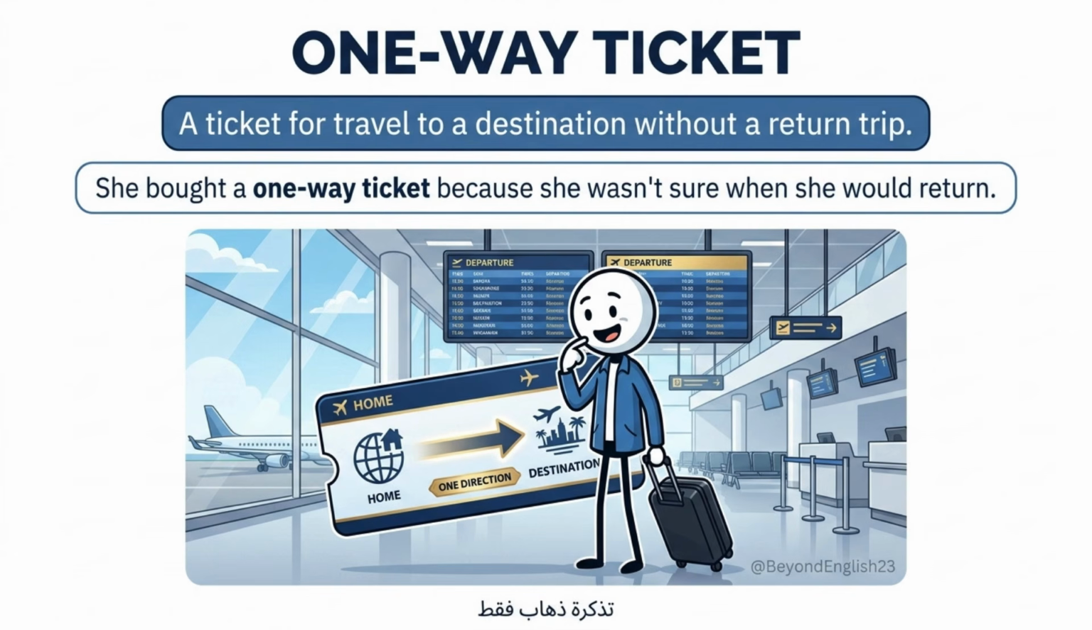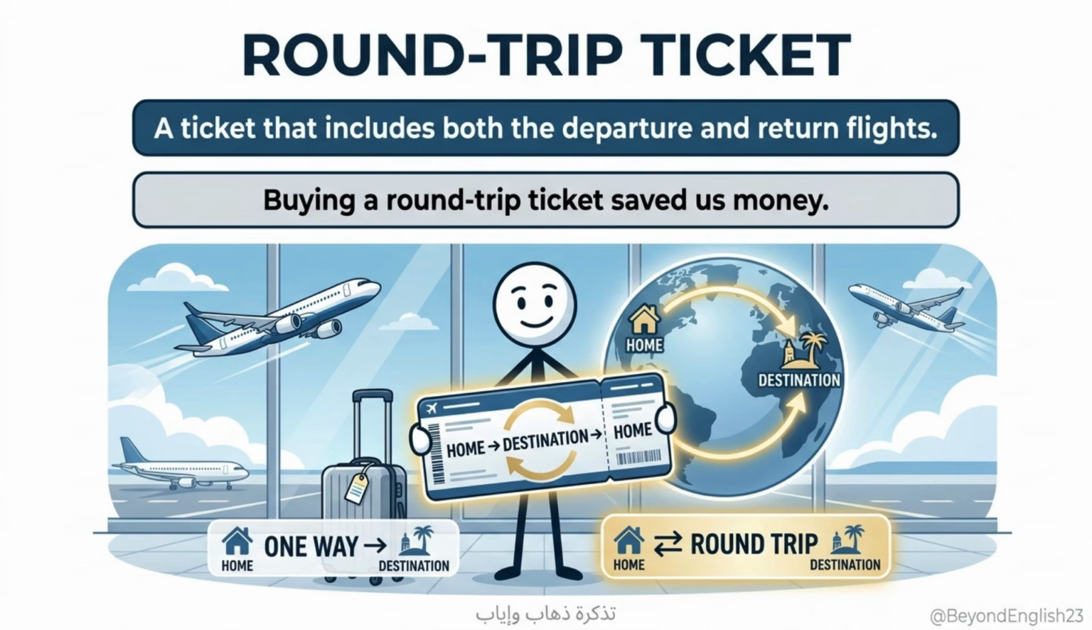3. One-way ticket. A one-way ticket lets you travel to your destination without including a return trip. Example: she bought a one-way ticket because she planned to live in another country. 4. Round-trip ticket. A round-trip ticket includes both your flight to the destination and your return flight. Example: we bought a round-trip ticket for our holiday.